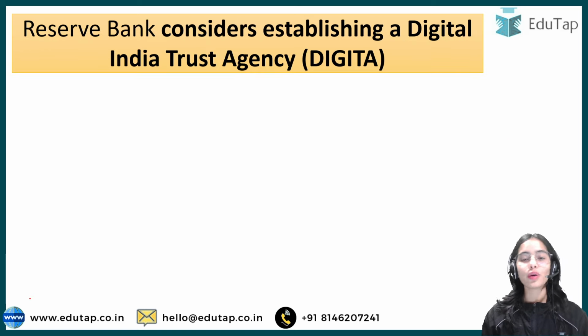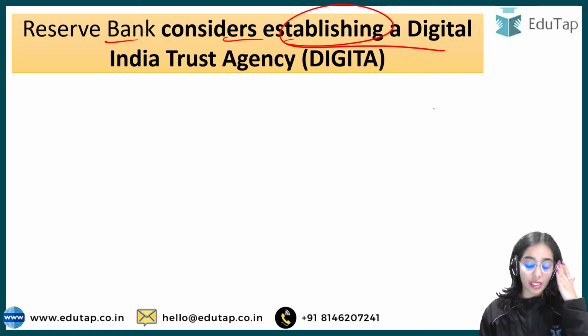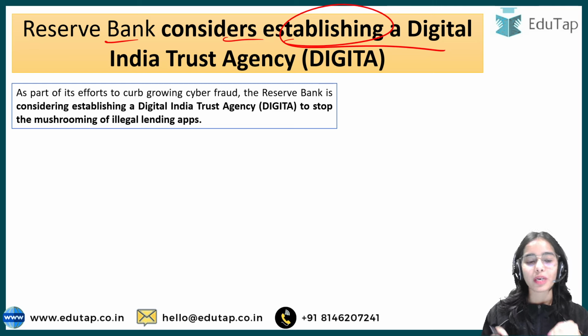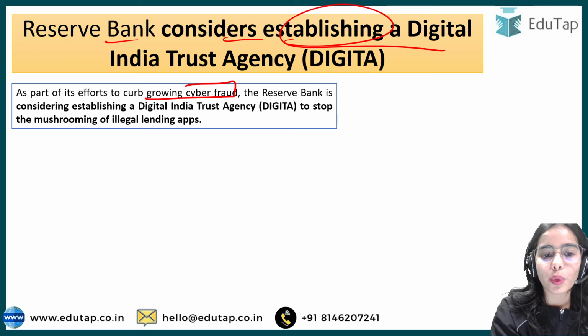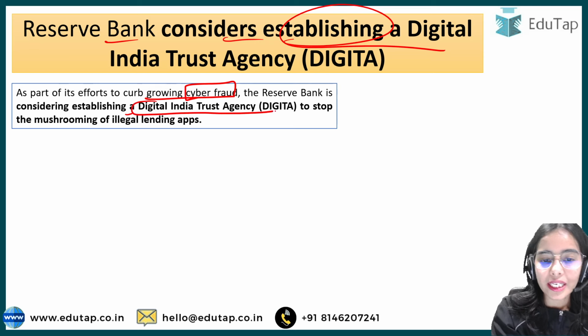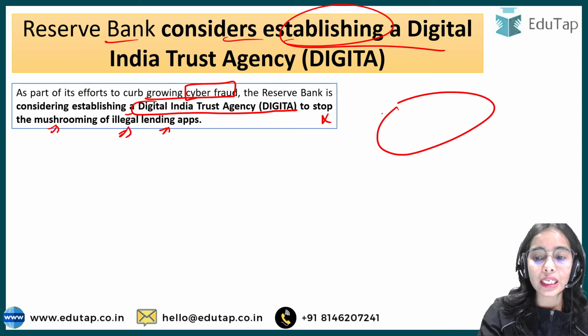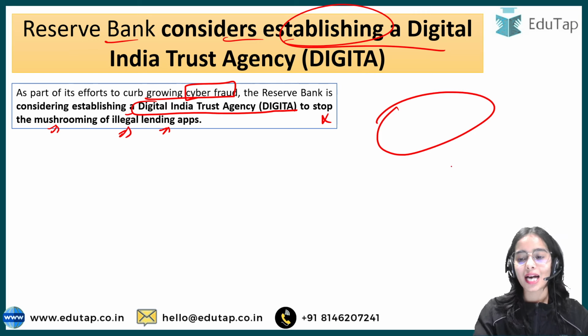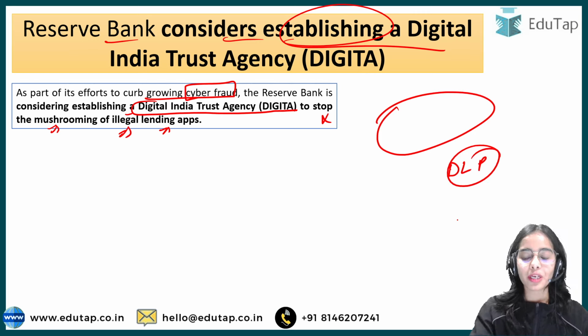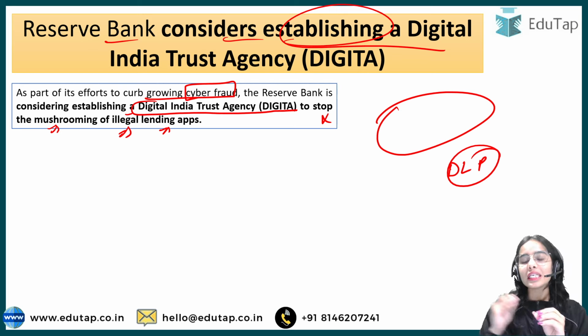So now coming to the next news article, Reserve Bank considers establishing a Digital India Trust Agency. As part of the RBI's effort to curb the growing cyber fraud, the Reserve Bank is considering establishing a Digital India Trust Agency so that the RBI can stop the mushrooming of the illegal lending apps. There are many illegal lending apps originating as the digital lending platforms are becoming popular and people are getting enticed to get easy loans through these apps.